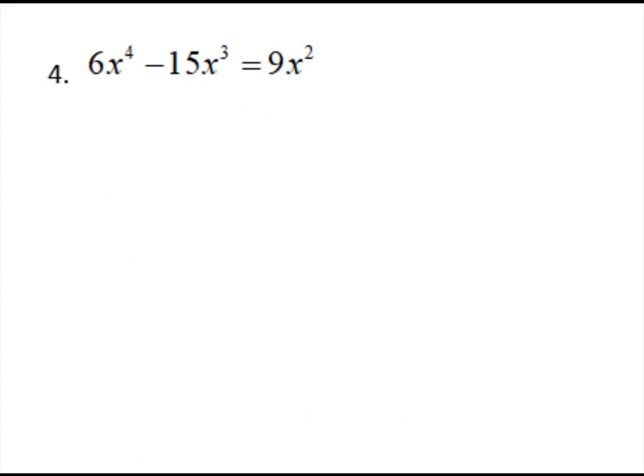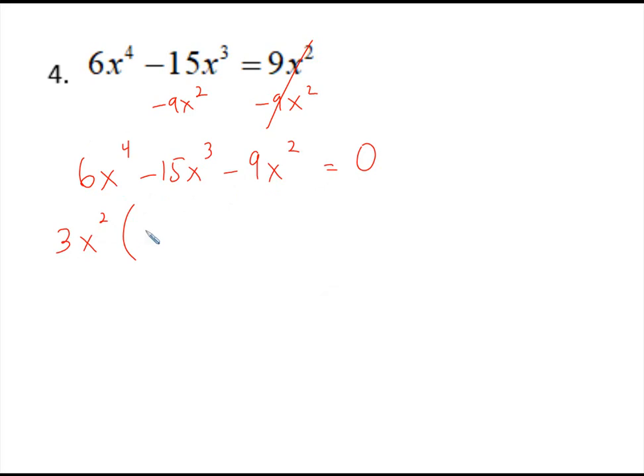Alright, number 4 here. So let's solve this. So I'm going to make it equal 0 first. So I'm going to minus the 9x squared to both sides. So let's make sure we put in the correct order from highest exponent to lowest. So 6x to the fourth minus 15x to the third minus 9x squared is equal to 0. Then now I'm going to look for a GCF, take that out. So it looks like I can take out a 3x squared, right? And then that's going to be 2x squared minus 5x, and then minus 3 is equal to 0.